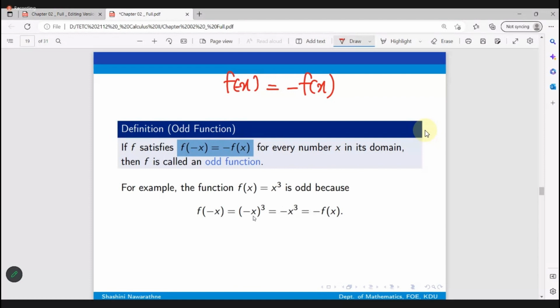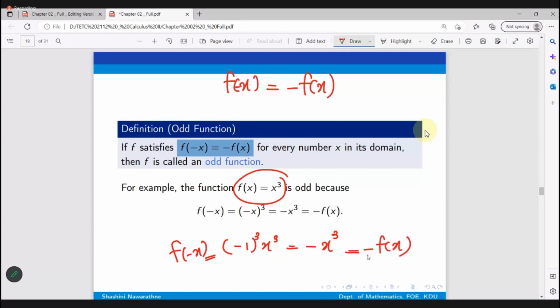Minus x to the power 3 කියන්නේ මොකද්ද? We can write this as minus 1 to the power 3 times x to the power 3. Minus 1 to the power 3 කියන්නේ කීයද? It's minus 1. So we can obtain it is minus x to the power 3. So that means our original function is x to the power 3. But if we consider f of minus x, we have obtained minus times x to the power 3. So that means minus f of x. So f of minus x is equals to minus f of x. So x to the power 3 is an odd function.